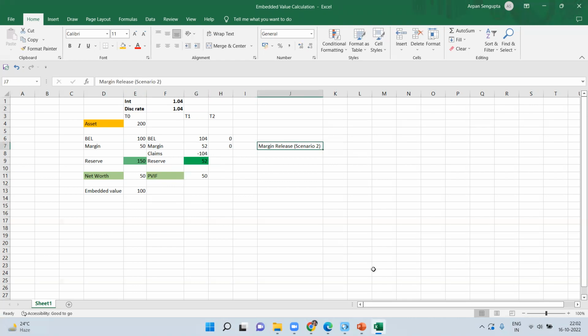So don't consider this. I was trying to overcomplicate this. So yeah, don't consider this. This is how it works. So I hope this is clear.